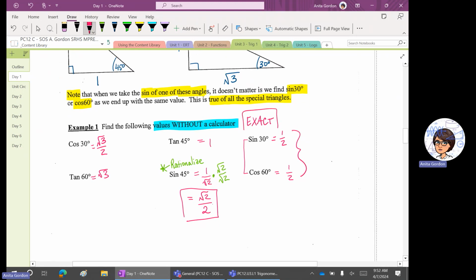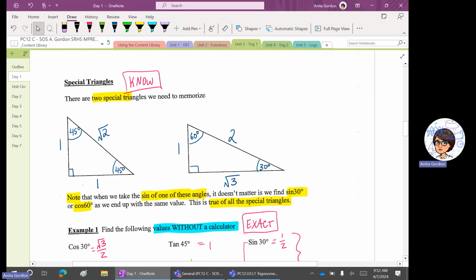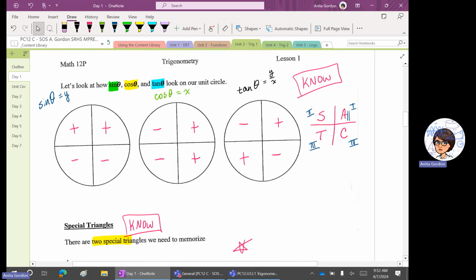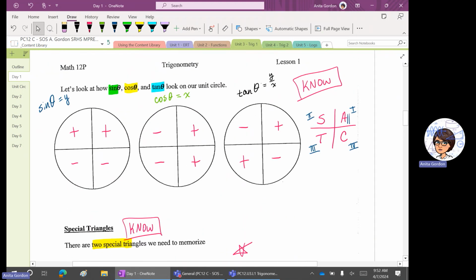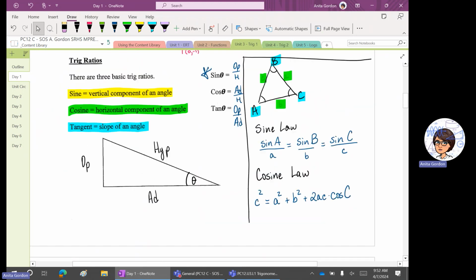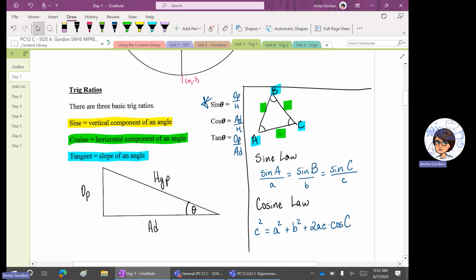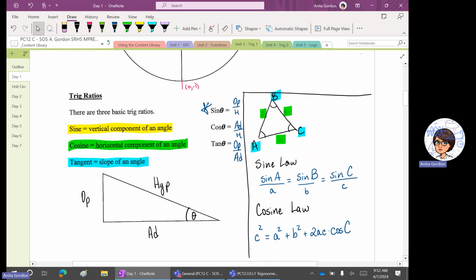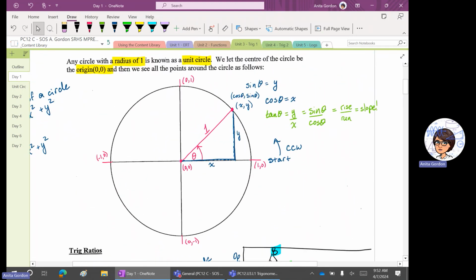Okay, so again, you should know how to draw the two special triangles and what lengths are on there. You should also know where sine, cos, and tan are positive. You should know these laws also by heart and how to set up a unit circle.